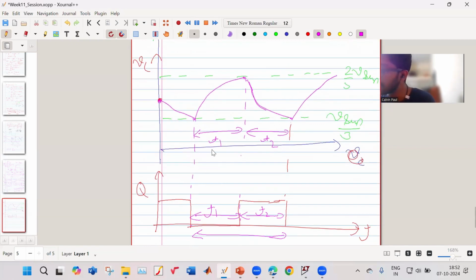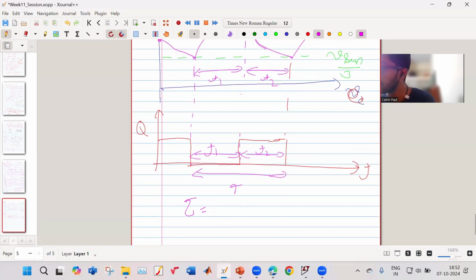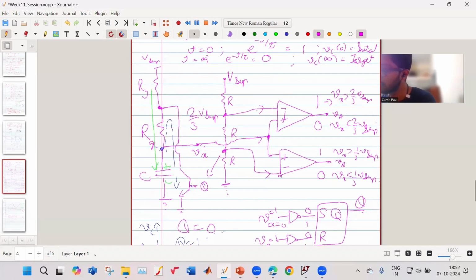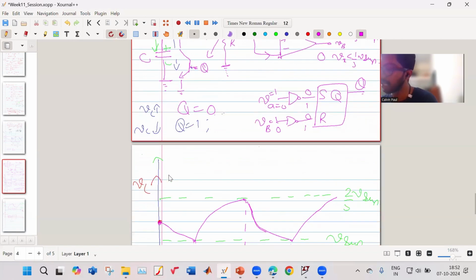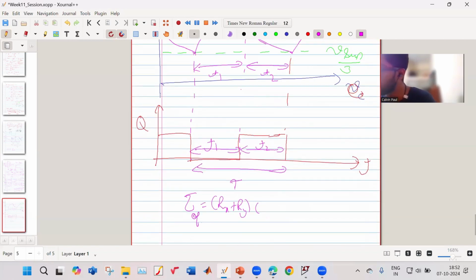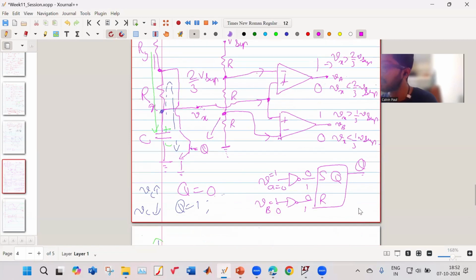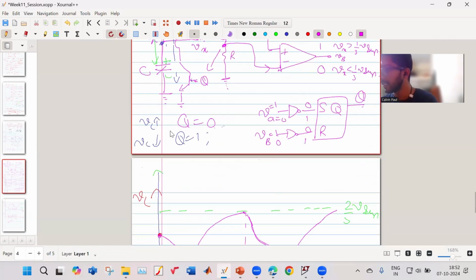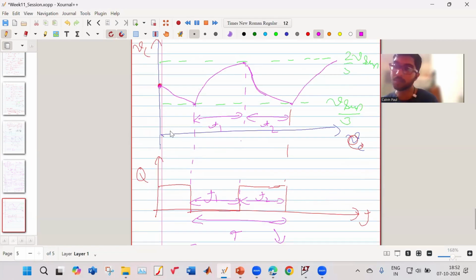And in this case, when it is charging, your tau is equal to Rx plus Ry into C. When your tau is off, when this is 0, that means it is charging. So it is Rx plus Ry into C. So this is your tau off. And the tau on over here will be equal to Rx into C, because only this resistor and this capacitor are coming into the picture. Okay. Is this part clear about how the 555 timer works?